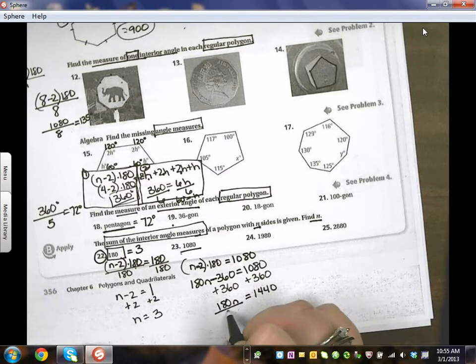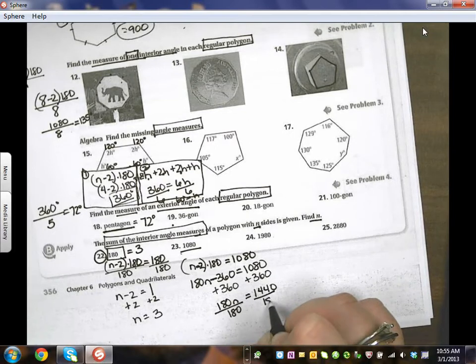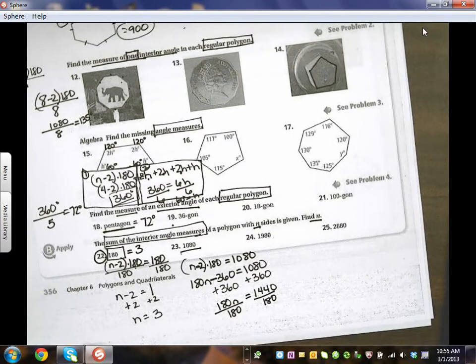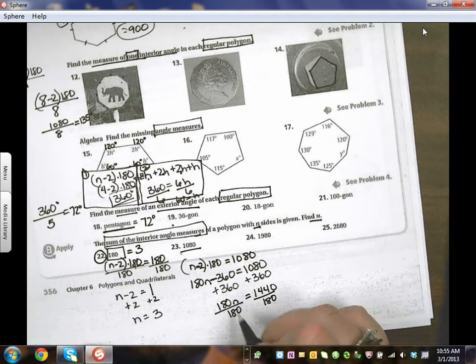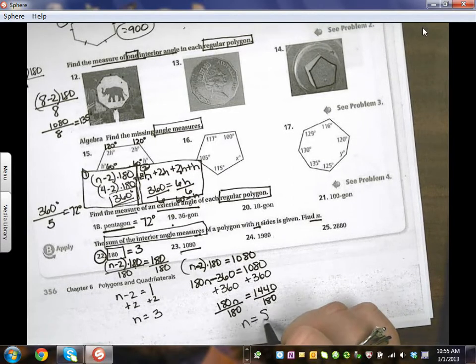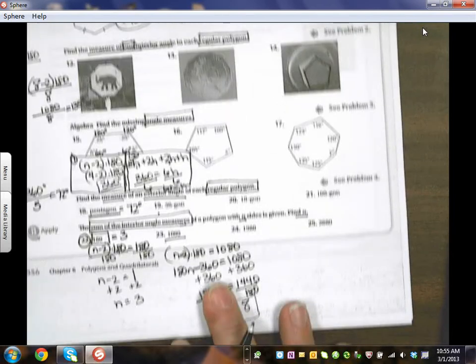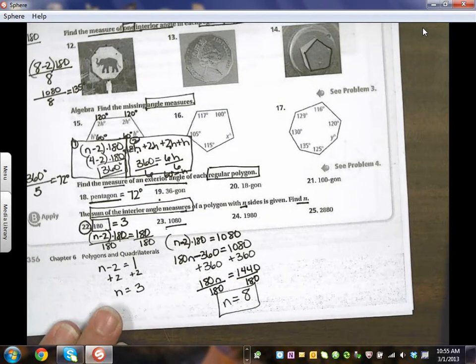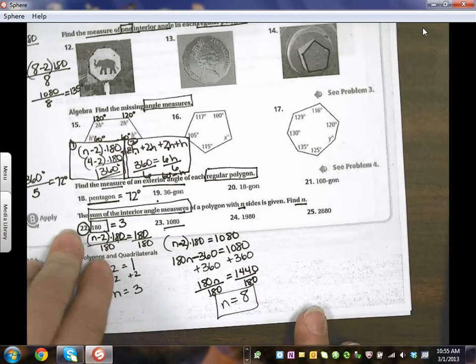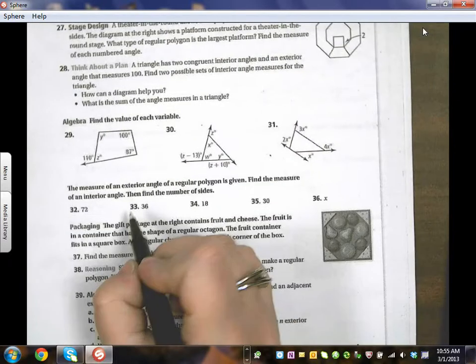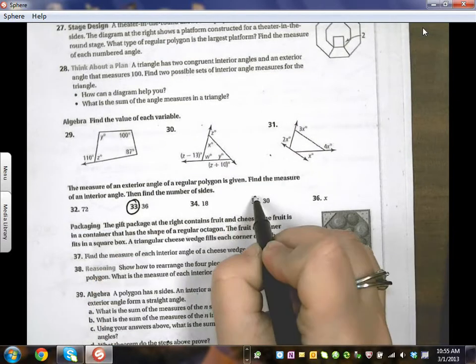I want to get n by itself. I'm going to divide by 180 on both sides. And 1440 divided by 180 equals n. It equals 8. We have an 8-sided figure, which is what kind of a shape? An octagon. I'll give you a second there. You do 24 and 25. You're supposed to also do 33 and 35 here.